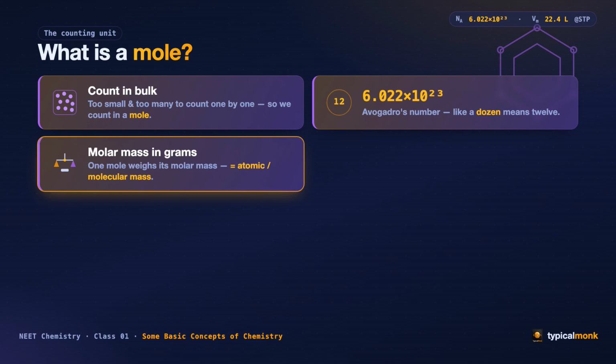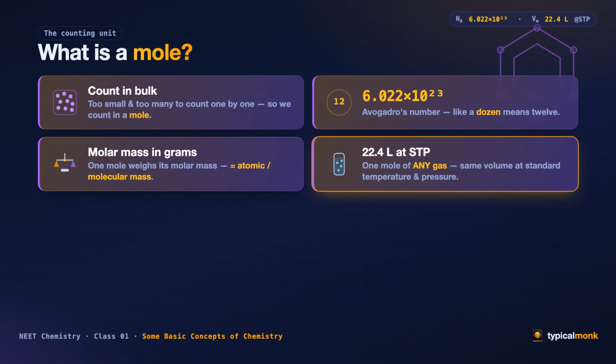Now, the magic of the mole is that it connects counting to weighing. 1 mole of a substance weighs its molar mass in grams, a number that is numerically equal to its atomic or molecular mass. So 1 mole of carbon weighs 12 grams. 1 mole of water weighs 18 grams. You weigh the substance on a balance and you have secretly counted its particles.